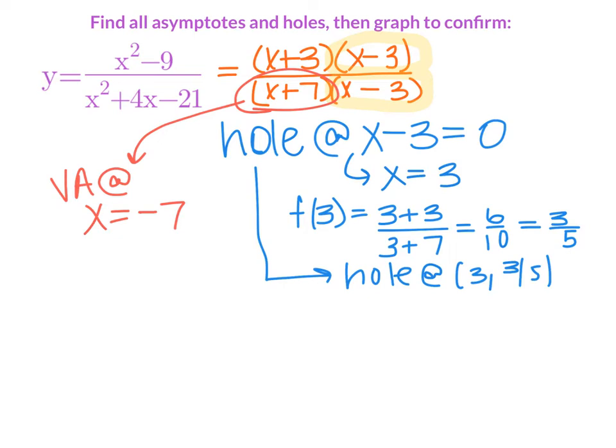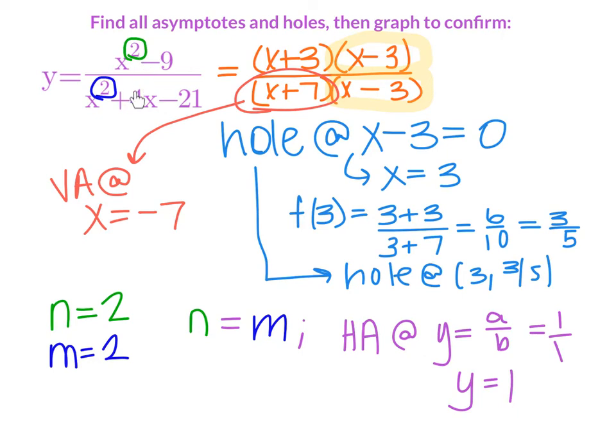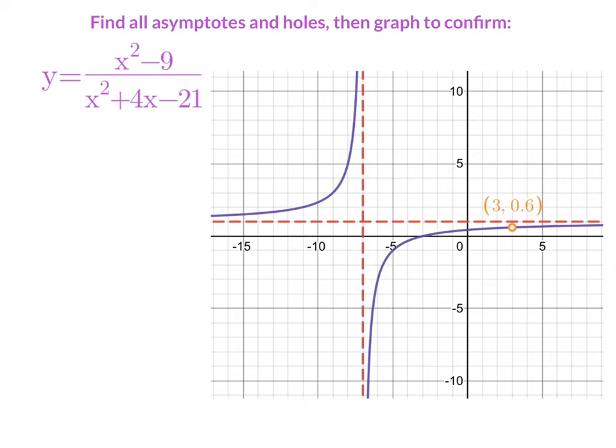Now let's find the horizontal asymptote. Our n value is 2, our m value is 2, so that creates a horizontal asymptote of a over b, and both a and b are 1, so our horizontal asymptote is at 1. So what we're looking for in the graph is a hole at 3/5, vertical asymptote at -7, and a horizontal at 1. And here we have it. Vertical asymptote -7, horizontal at 1, and I've got a hole at (3, 3/5), which is 0.6.